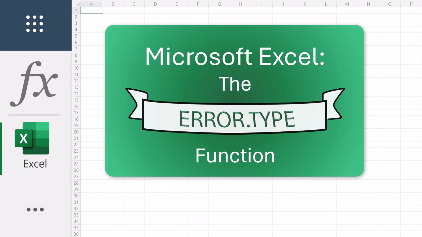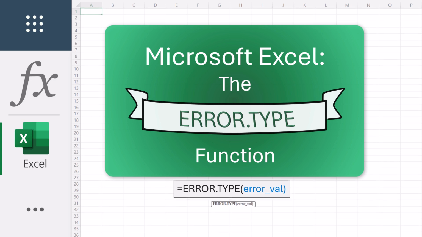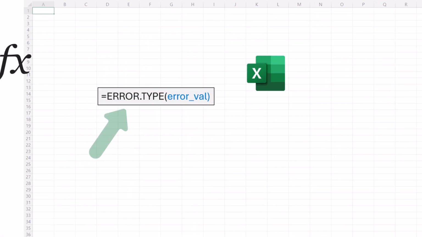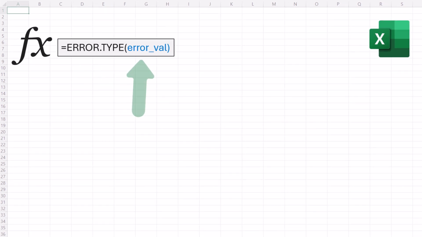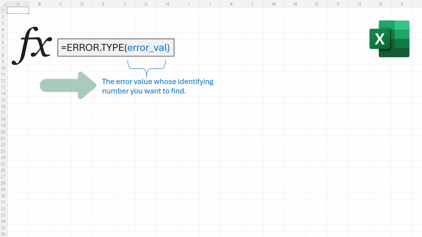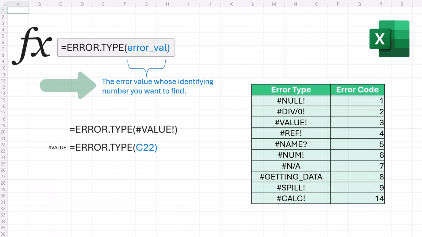By knowing the exact error type, you can then take appropriate actions to fix it, which can be helpful when you're debugging or troubleshooting your formulas. The syntax is super easy. Equals ERROR.TYPE, and then in parentheses there's one argument, error_val. That is the error value whose identifying number that you want to find.